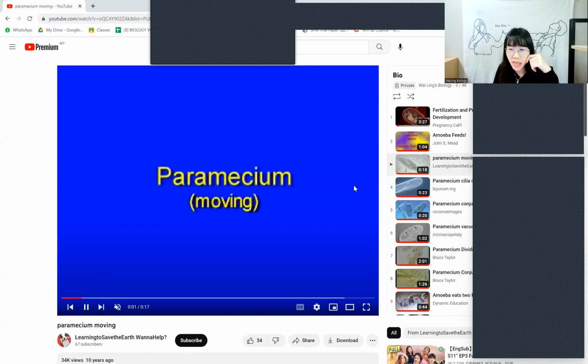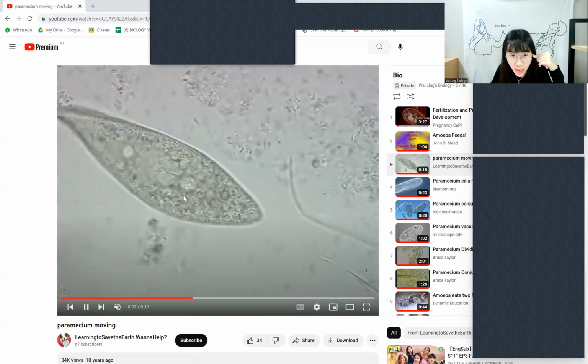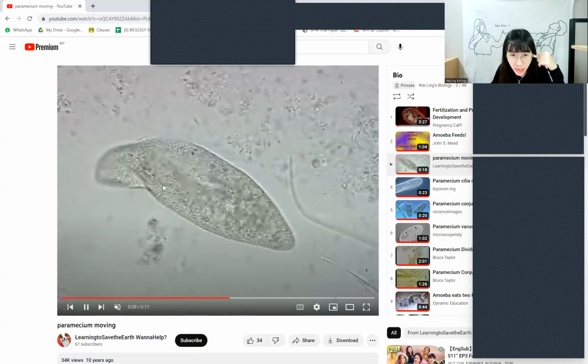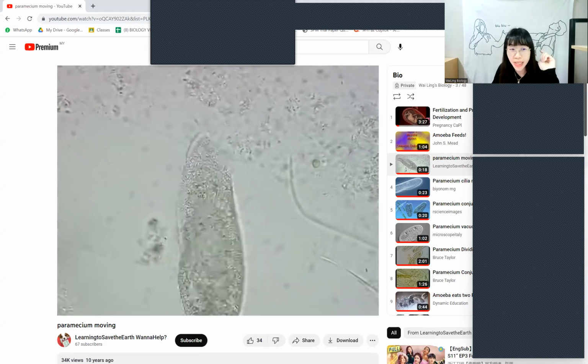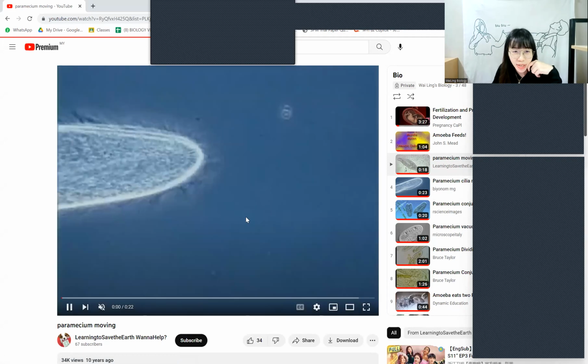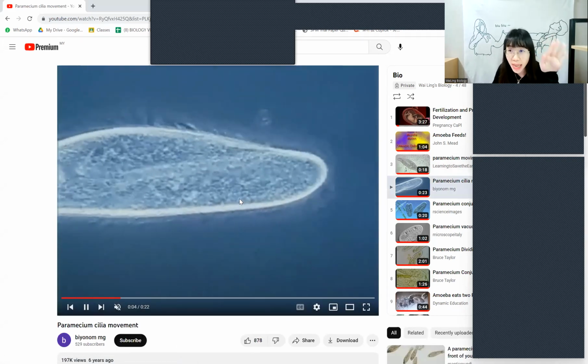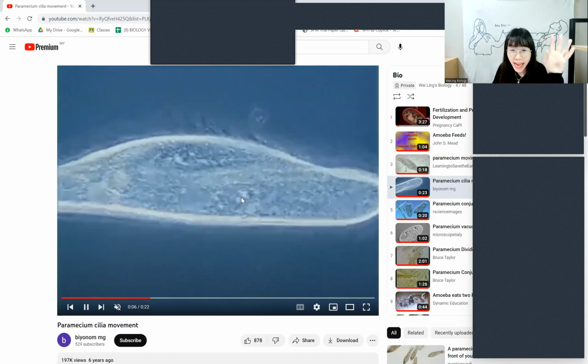And then we have paramecium species. As I mentioned, paramecium species don't move straight. They will turn around. If you notice, they are turning around. Can you see they are turning around over here? This is how paramecium species move. I will show you another one. It's more obvious. Can you see the cilia? It's called beating of cilia. And then they will turn.